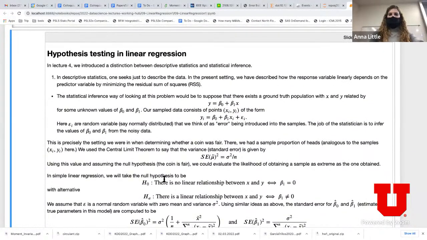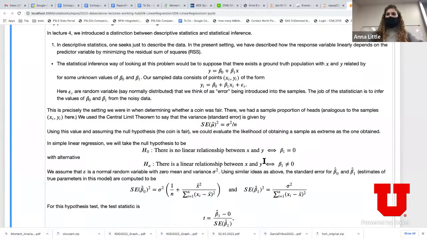Okay. So the null hypothesis is that there's no linear relationship between X and Y. So the slope is 0 because there's no linear relationship, they're not affecting each other. The alternate hypothesis is that there is a linear relationship between X and Y. So the slope is non-zero in this case.